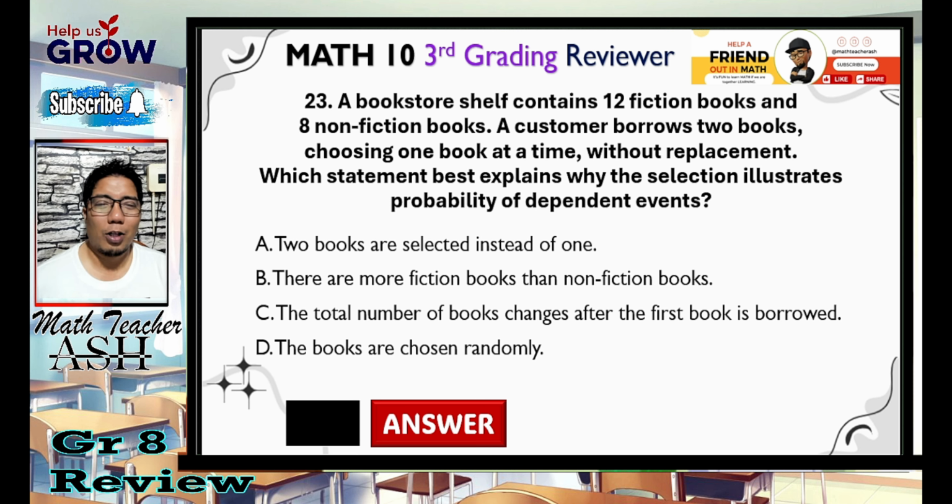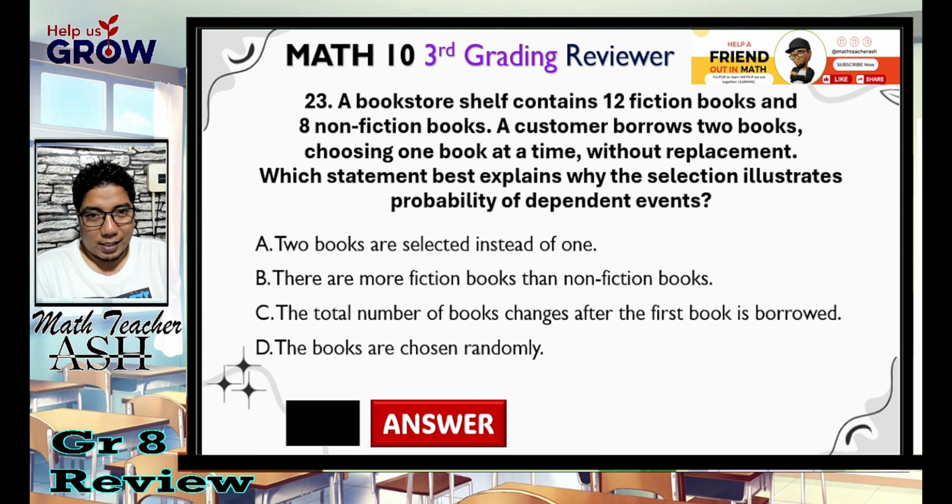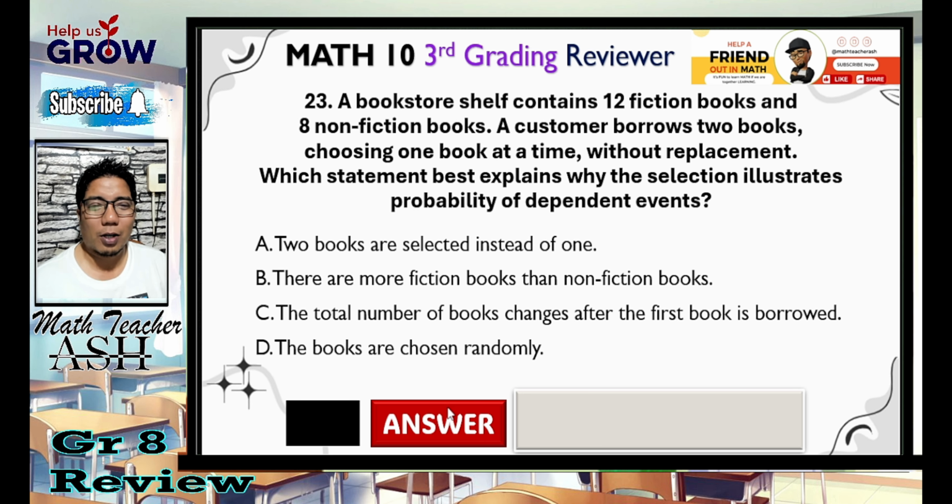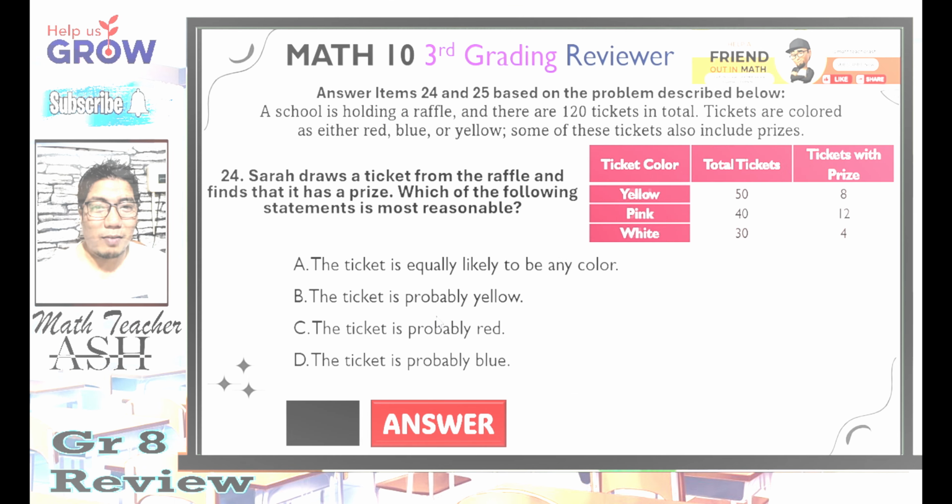Alright, my dear math learners. Dealing with this, we are considering the event of without replacement. Meaning, when you pick 1 book, the probability of the remaining books will change. So among the 4 choices here, that is letter C. The total number of books changes after the first book is borrowed. Alright, letter C. Let's check whether we are correct. Alright, my dear math learners, I hope you got that one. Now, let us go to question number 24.